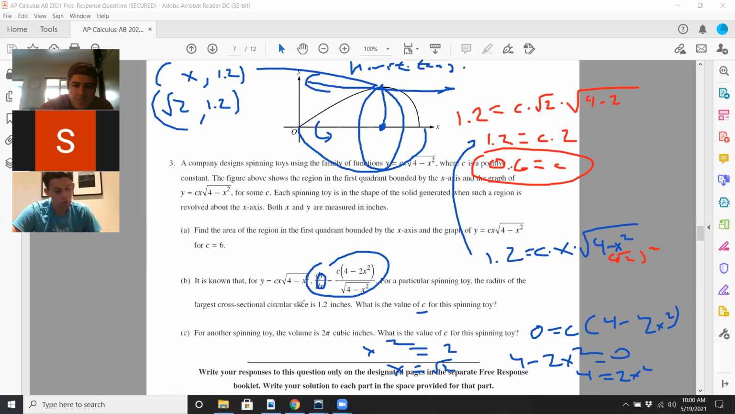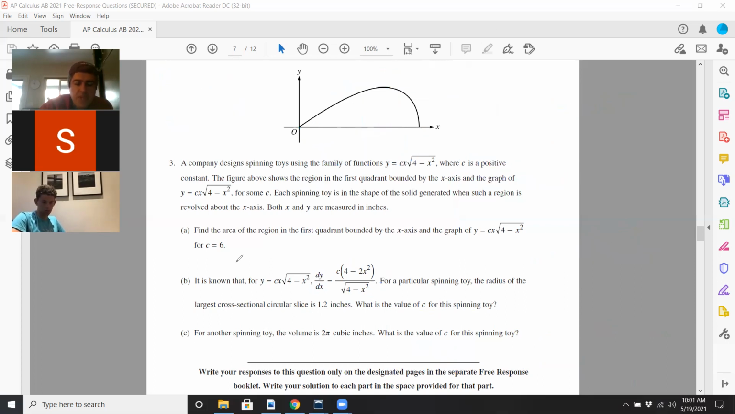Finally, for another spinning toy, the volume is 2 pi. What is the value of c for the spinning toy? So that's a toy volume of revolution. Volume's always going to be pi times the integral. This is a disk method, by the way. So you have these thin disks going from a to b, or from 0 to 2.